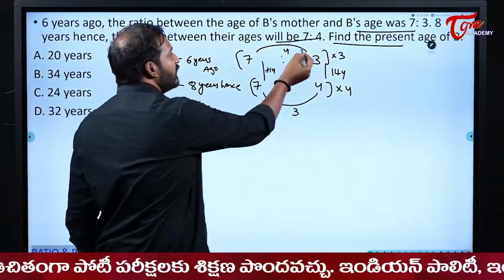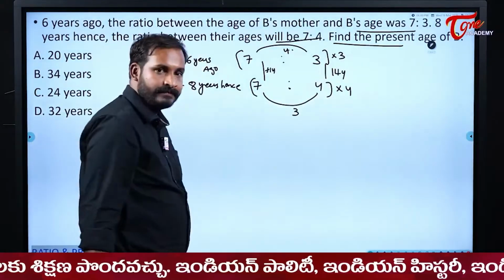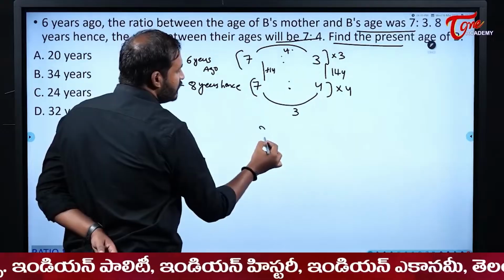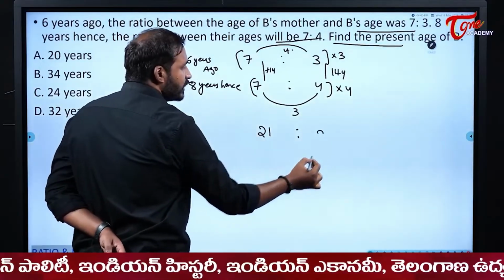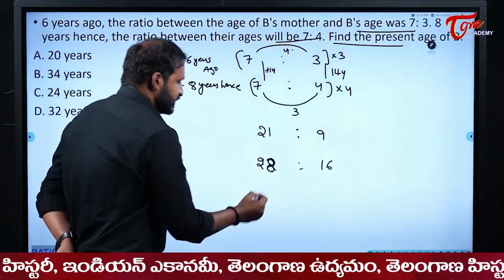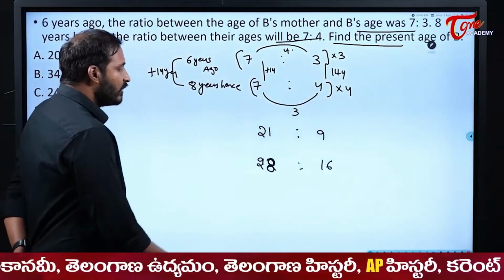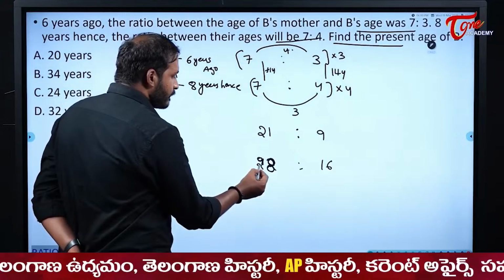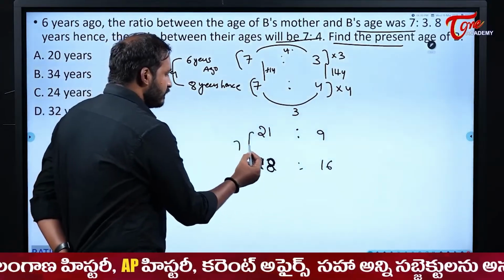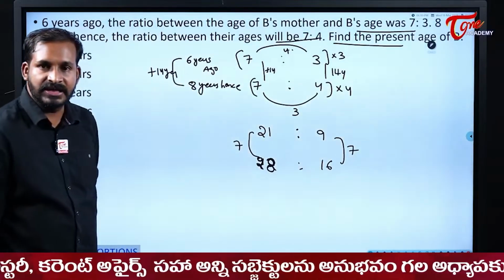For that, what I have done? I have multiplied the difference between these two here and the difference between these two here. So now what happens to that? If I multiply, the new ratio will become 21:9. Okay, good, super. Next, this one will become 28:16. Now observe here carefully, students. What is the difference between these two ratios? 7. Now the differences became equal, right?